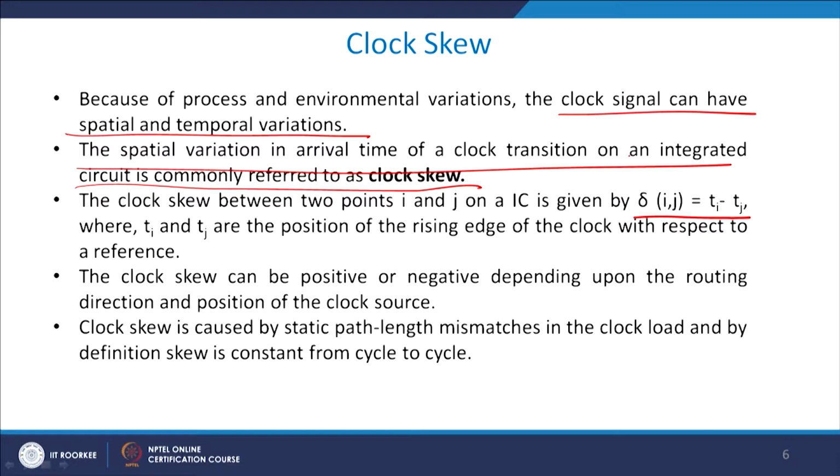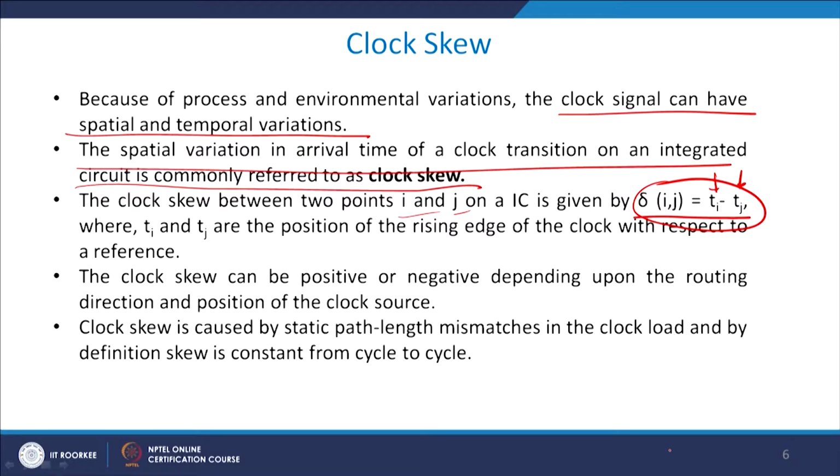As I discussed with you, the clock skew between 2 points in an IC, with i and j as subscripts, we can write delta ij equal to Ti minus Tj, where Ti is the time taken for the data to reach that particular point, and Tj is basically the output point with respect to the rising edge.